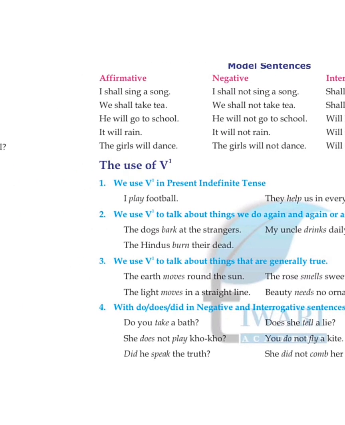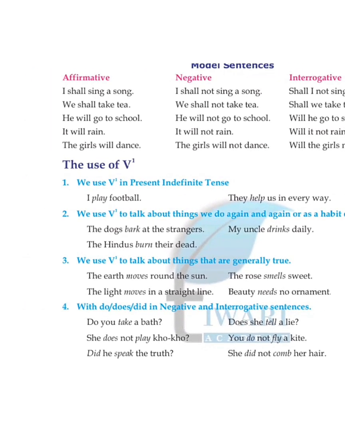Okay, so here these are all sentences in future indefinite. Like, I shall sing a song, मैं एक गाना गाऊंगी. So that is the gaungi, the gi sound there. Okay, the use of verb first form.